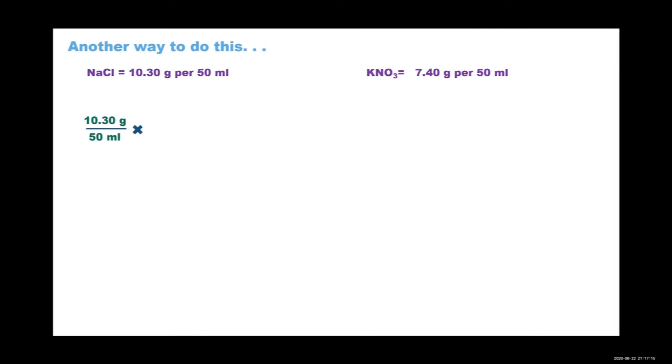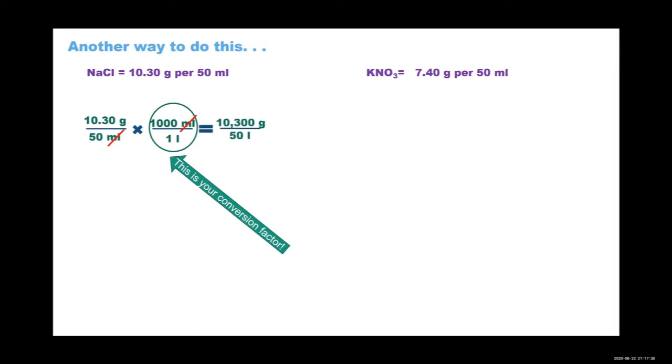We need a conversion factor. In this case, we're going to use 1,000 milliliters over 1 liter because that is equal to 1. 1,000 milliliters is a liter, and a liter is 1,000 milliliters. So this allows us to get rid of the milliliters. We're left with grams on top and liters on bottom, which is what we want. We multiply straight across and get 10,300 grams over 50 liters. As a division problem, that works out to 206 grams per liter, exactly the answer we got before.